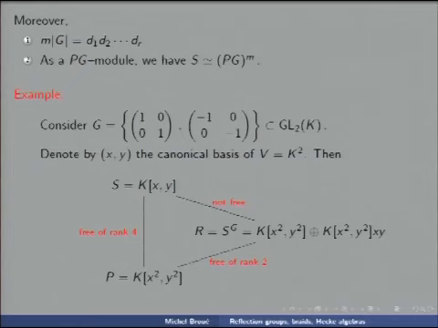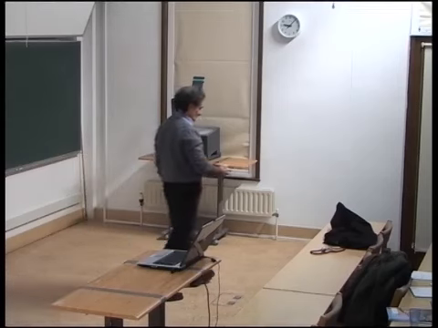Of course, the set of invariants is this algebra k of x square y square plus k of x2 y2 xy. It's an easy exercise. My sub-algebra P is this algebra. Of course, this is free of rank 2, this is free of rank 4, and this is not free. Leave it as an example. And this is according to the general principles. All right?